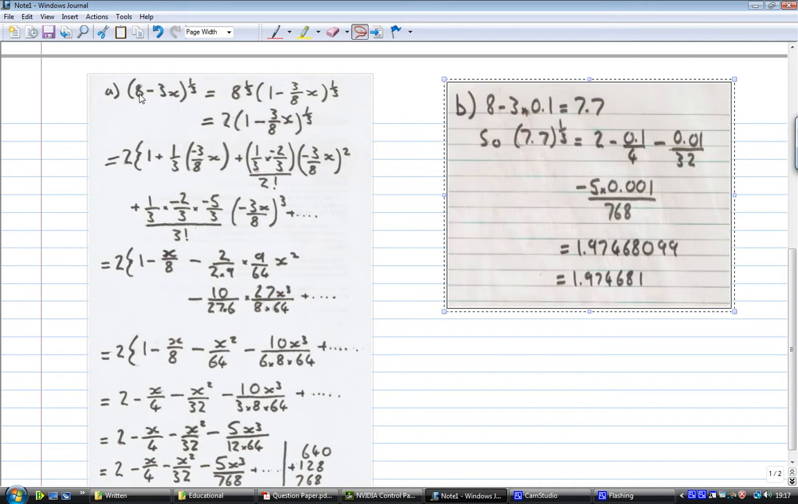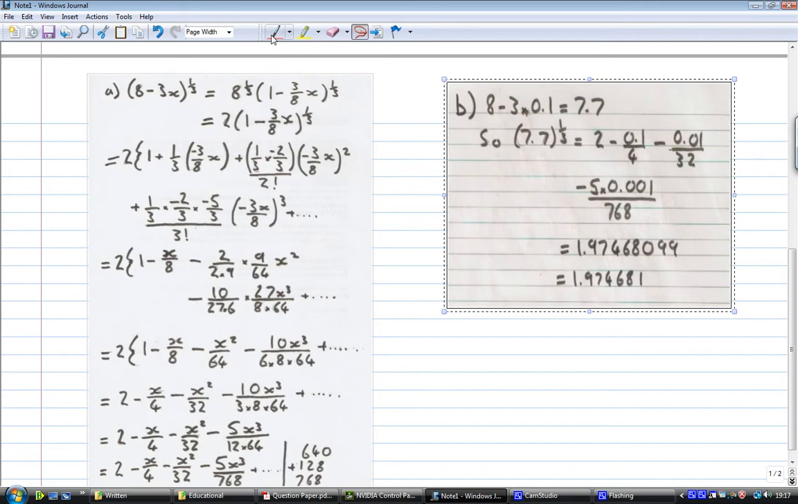So what I've done is I've taken 8 out. Okay, so the 8's gone from here, it's gone from here, and I've divided through by 8 here. So we've got 1 minus x over 8, to the third. I've got 8 to the third because obviously I've taken it out, so I've got to put it to the third there. 8 to the third is obviously 2, so what I'm looking at expanding really is this bit here.